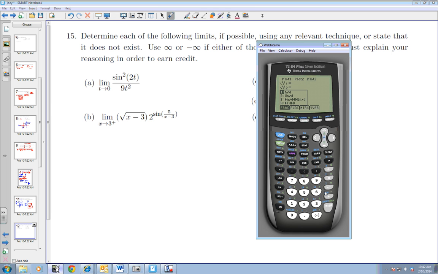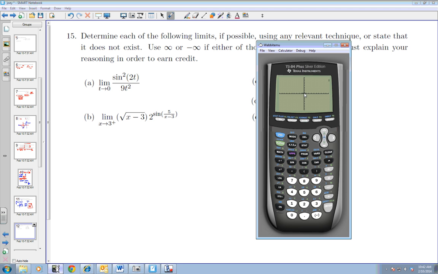Now when it says sine squared 2t, that means this whole thing is squared. So I'm going to put parentheses sine 2x, close my parentheses, squared, over 9x squared. And even though they use t's in the problem, we use x's when we put it in here. And I'm going to look at the graph first, and I want to know where are my y values going as x approaches 0.